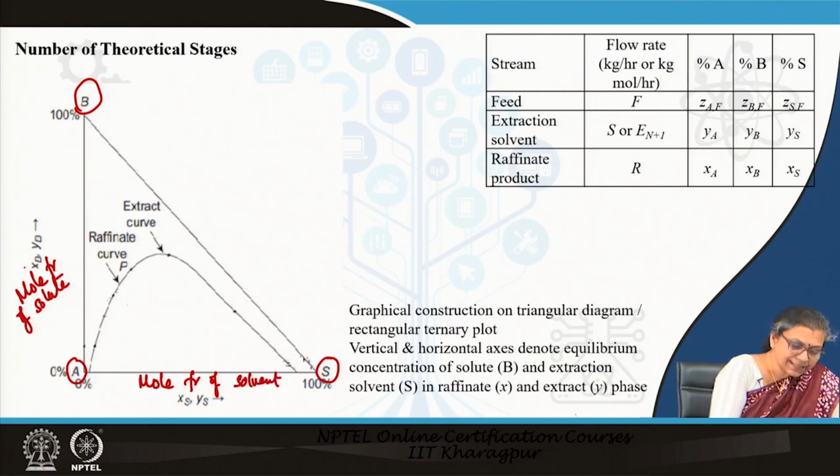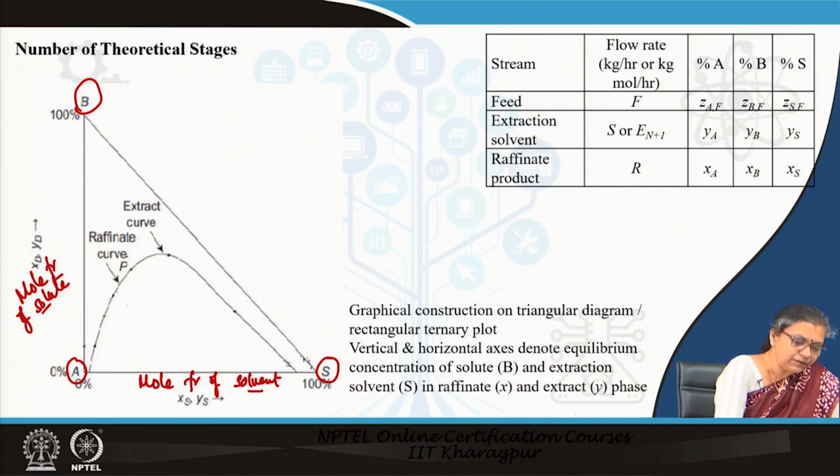Now, x's referred to the mole fractions in the raffinate phase, y's referred to the mole fraction in the extract phase. So, when I plot xB versus xS, it means I am plotting the mole fraction of the solute to the mole fraction of the solvent in the raffinate phase, and this is the curve that you generate from here, right.